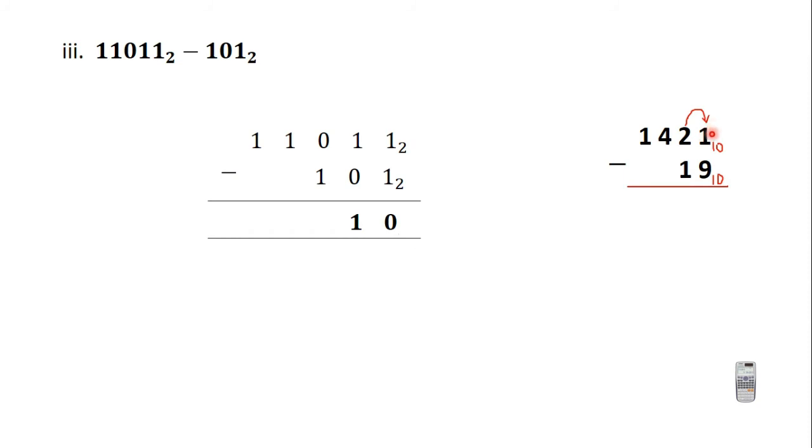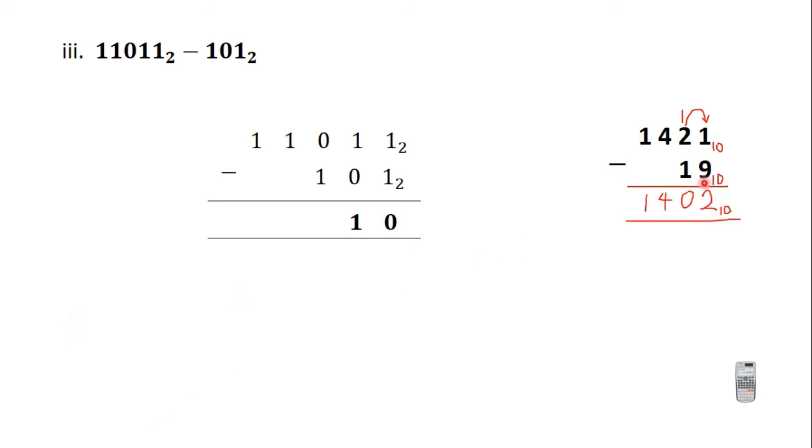We will now have 11 minus 9, and that will give us 2. We will be left with 1 here. 1 minus 1 will give us 0. 4 minus 0 will give us 4. And 1 minus 0 will give us 1. And this, we have our answer in base 10.